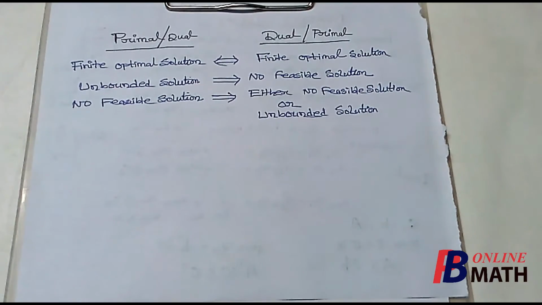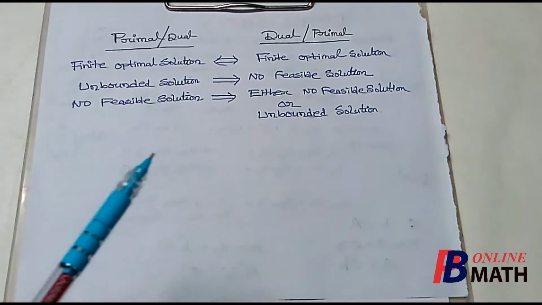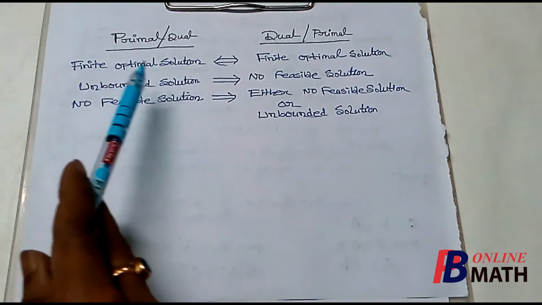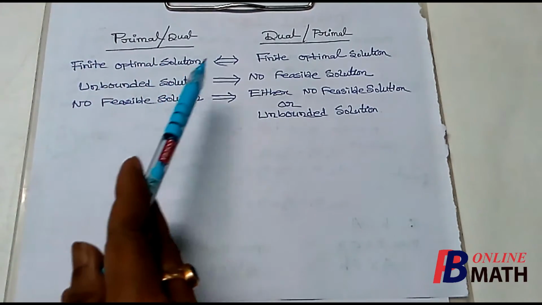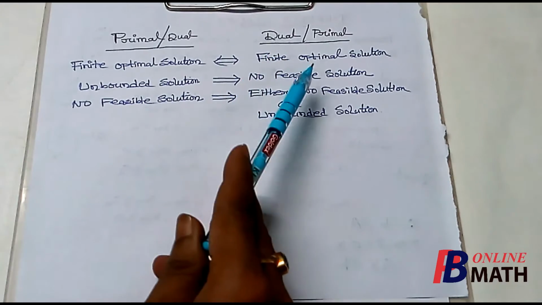So there are three important deductions from which we can easily find the solution of the primal problem or the solution of the dual problem if the other solution is known. That means if we know the solution of the primal problem, then we can easily find the solution of the dual problem, and conversely, if the solution of the dual problem is known, then we can easily find the solution of the primal problem. Now these three deductions are: the first one, if the primal or dual problem has a finite optimal solution, then the other must have a finite optimal solution.